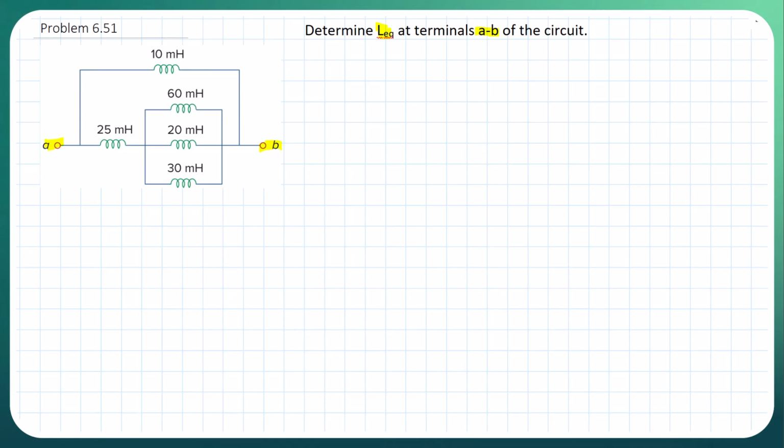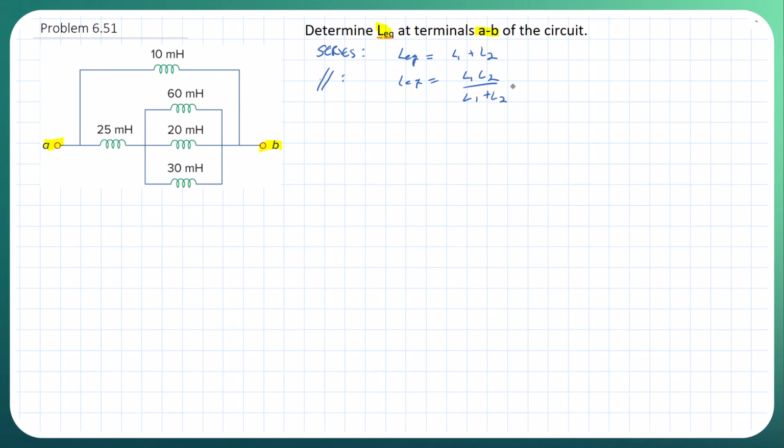Again, the first thing we want to note is the characteristics of inductors when they are in series as well as in parallel. In series, the inductors essentially act like resistors. So our L equivalent is going to equal L1 plus L2 plus however many inductors we have. And in parallel, again, they act like resistors. L equivalent is going to be L1 times L2 over L1 plus L2.